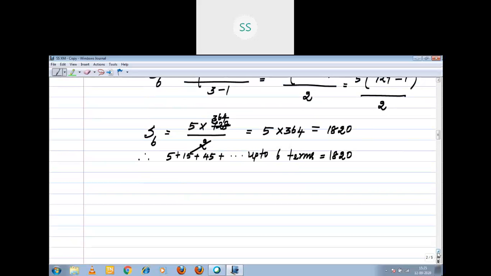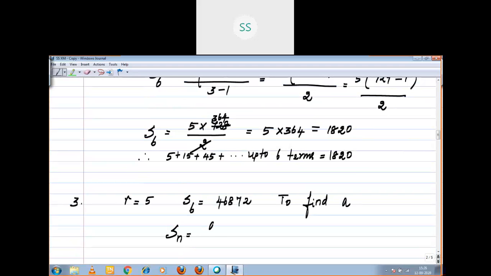Say yes or no. Now I am going to move to question number 3. I am going to read the question. Find the first term of the GP. That means a they are expecting. The common ratio r is 5. Sum to first 6 terms is 46872. That means S6 is given. What are the things given? R equal to 5, S6 equal to 46872. To find a.